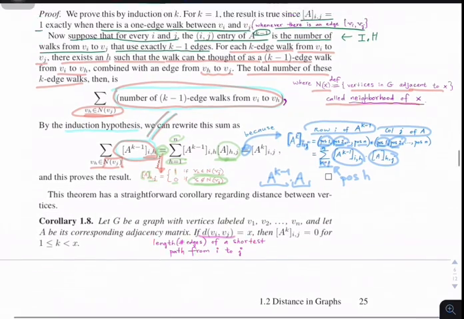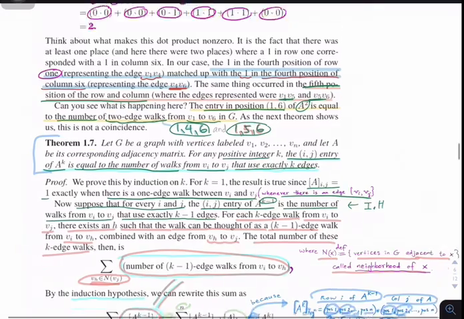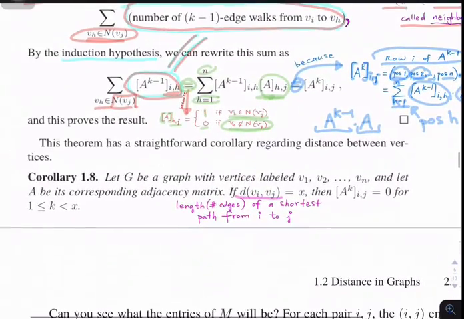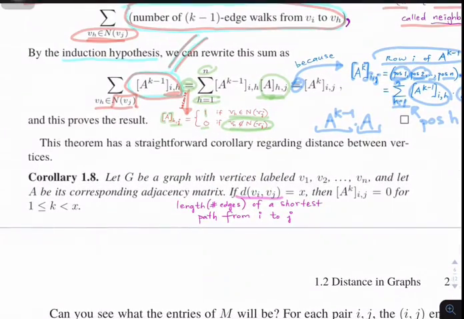So a corollary of this theorem is that if you know the distance between i and j, so that is the number of edges of the shortest path from i to j, then you know how to compute the powers of the adjacency matrix. So the entry would be 0 for the k power of A if k is less than this distance between i and j. Because the length of the shortest path from i to j is still longer than k.